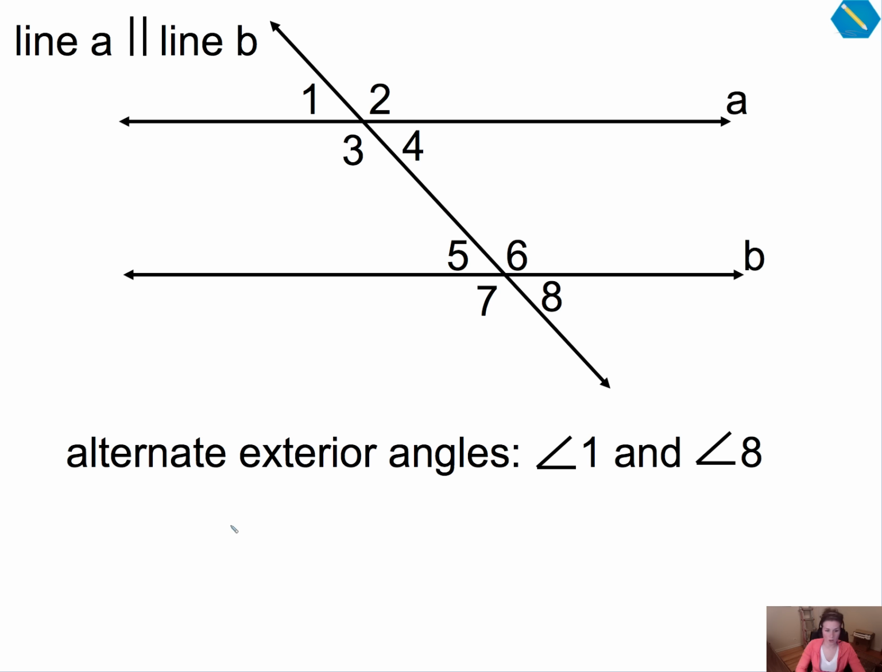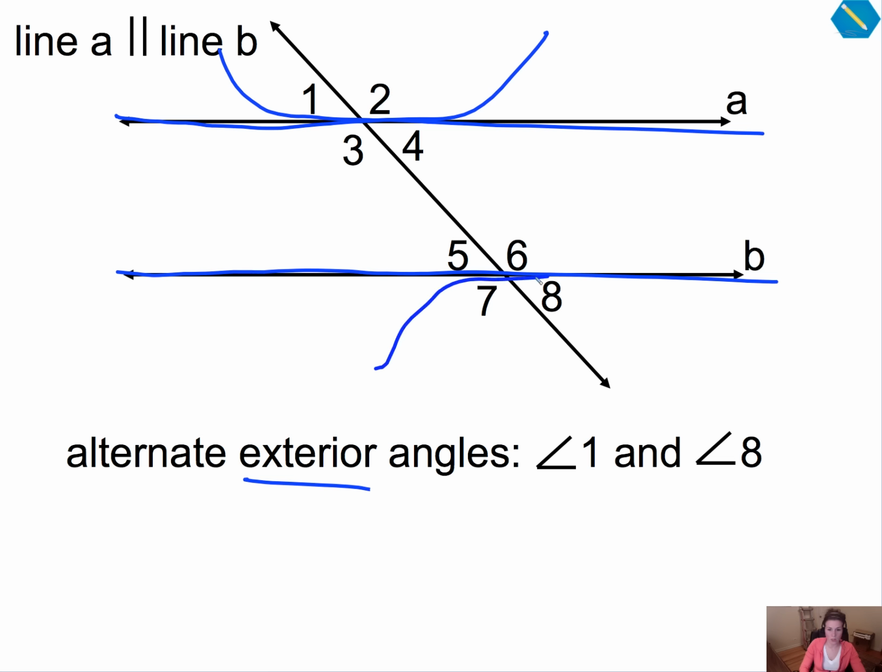And last, let's talk about alternate exterior. Again, we're taking our line A and line B. That's our cutoff point. So now we're looking at everything outside of that. So we're looking at angle 1, 2, and 7, 8. And we want the alternating ones. So let's look up here at angle 1. Which one is alternating from that? Well, look, opposite of that, you would have angle 8. So angle 1 and angle 8 are alternate exterior angles.